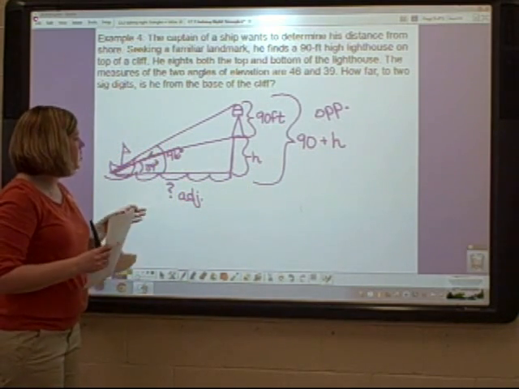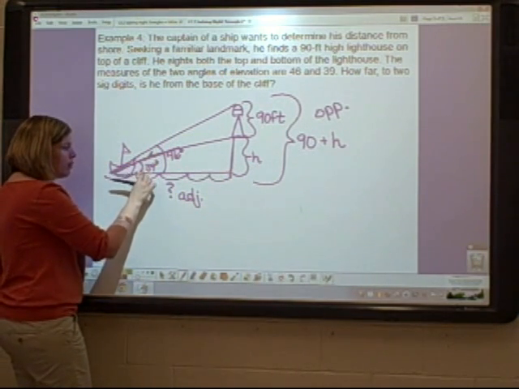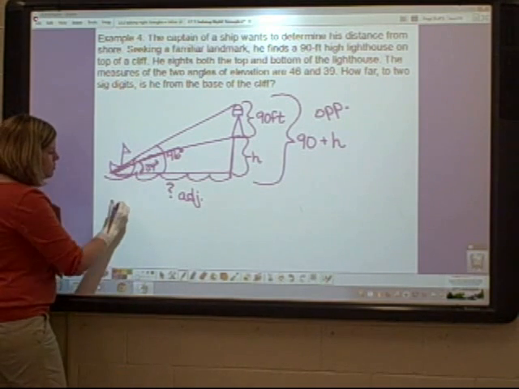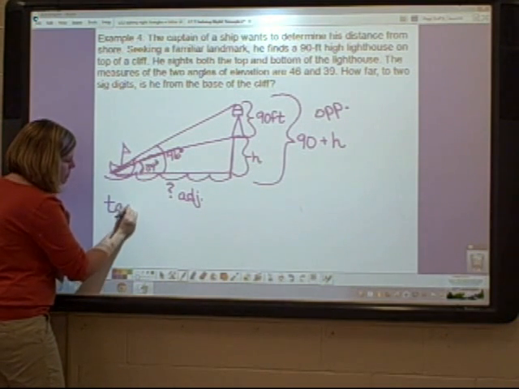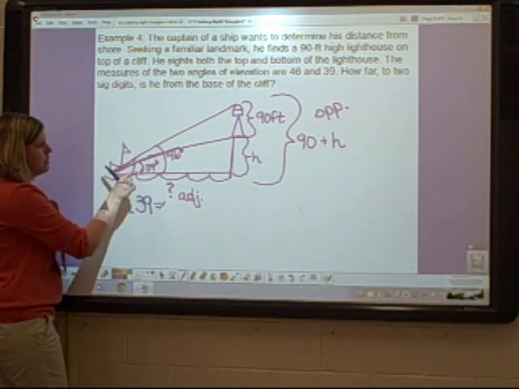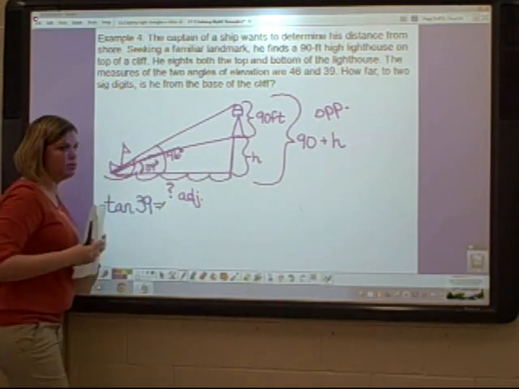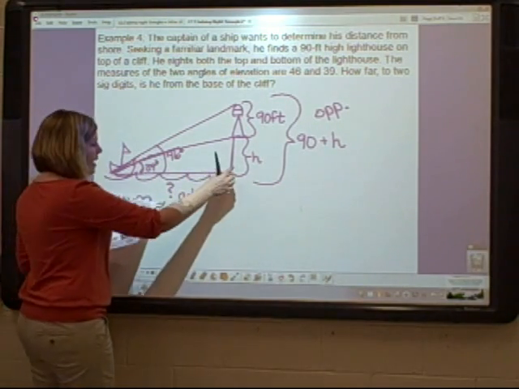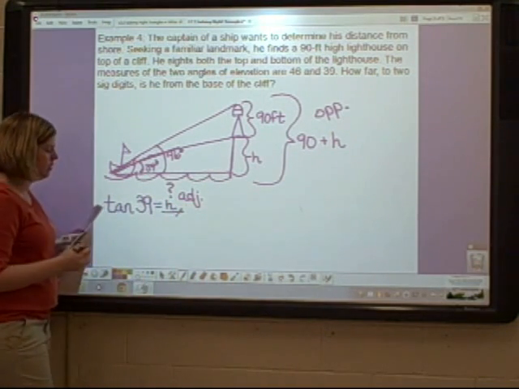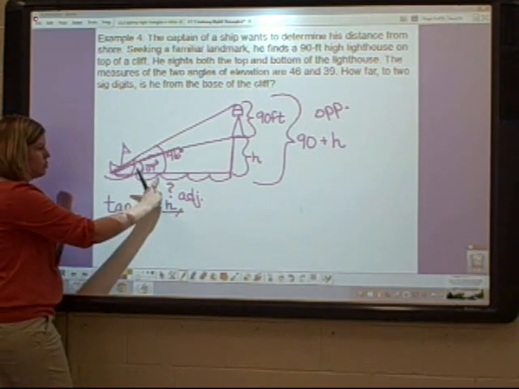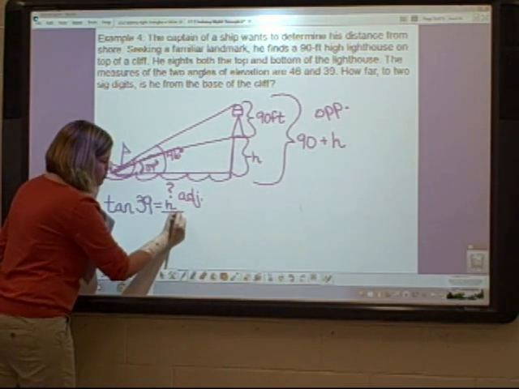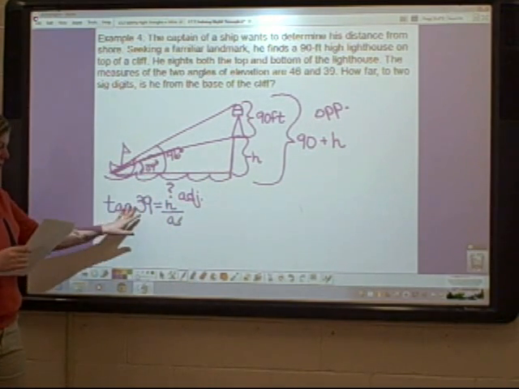So I'm first going to start with my 39-degree angle. And when I do that, I'm going to have the tangent of 39 equals the opposite. Okay, so if I go across from that, all I have is h over my distance, which is my adjacent side, which is my unknown, and I'm just going to call that a for adjacent. Okay, so that's my first.